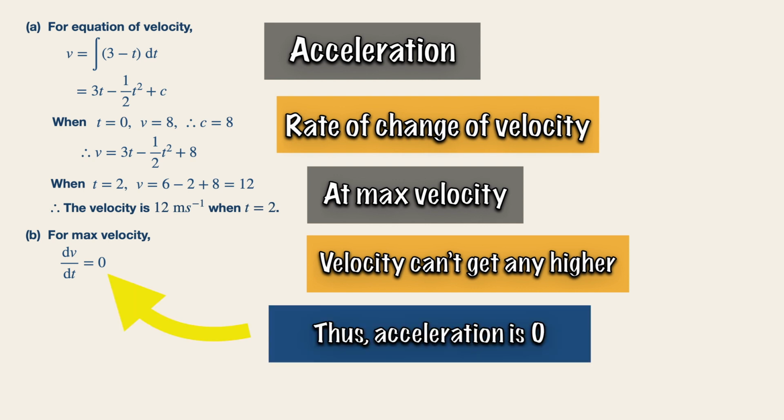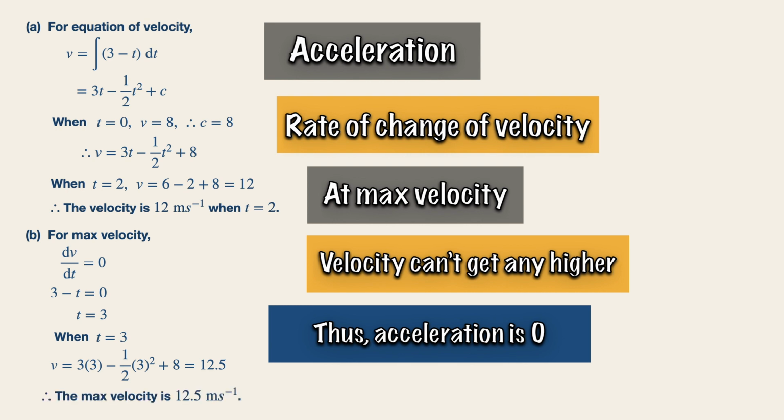It's not changing anymore. Thus, we equate this to 0. Therefore, 3 minus t is equal to 0, and very simply, t is equal to 3. Now, this is the time where the velocity is at maximum. Thus, by substituting t into the equation for v, the maximum velocity is equal to 3 multiplied by 3 minus half times 9 plus 8, giving us a specific value of 12.5 meters per second.